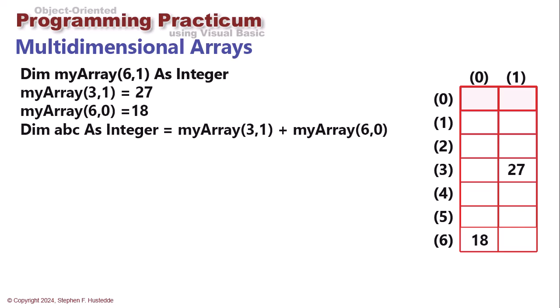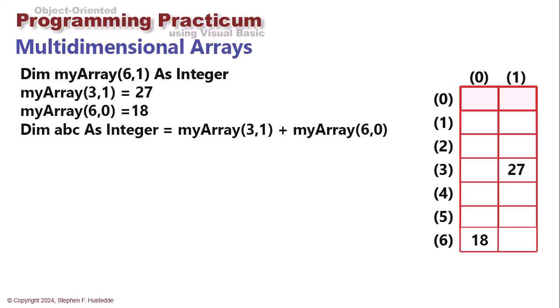So myArray(3, 1), we're placing the value of 27. If we visualize this as a spreadsheet, that's going into row 3, column 1, starting with 0 as our count. myArray(6, 0), putting 18 there. And you can see there in our table where things are being placed. So think of a two-dimensional array as a spreadsheet or a table.